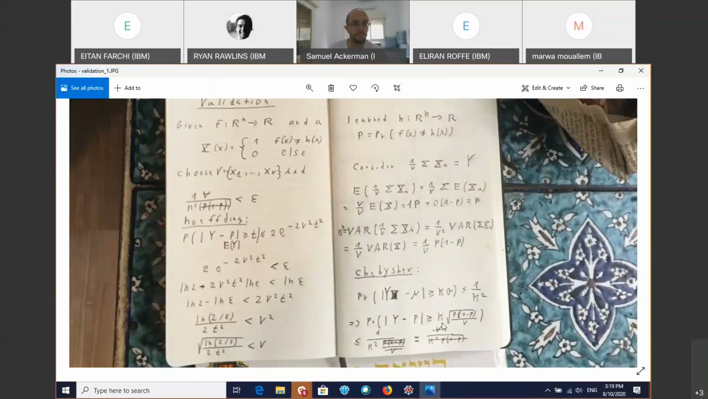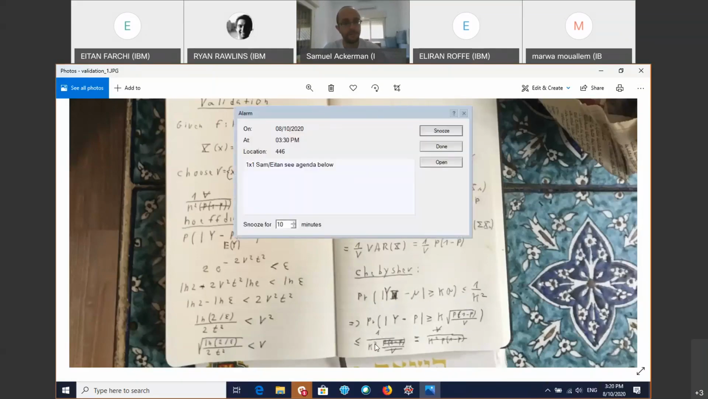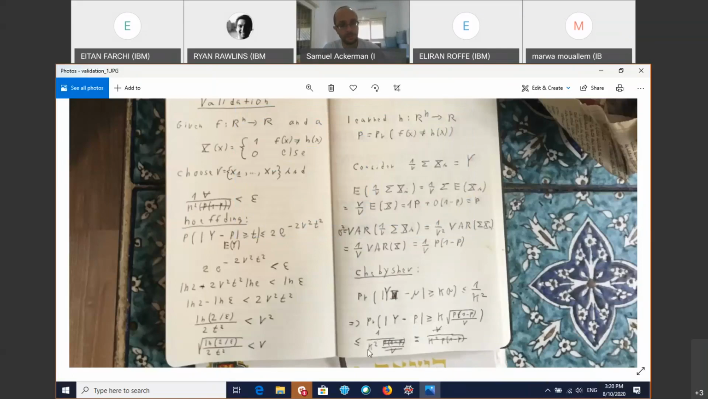So 1 over K squared, if you insert the standard error and take K to be 2, then what you get is something that is not dependent on V, but you get 1 over K squared. But what we really want is a bound that is dependent on V, so that we can solve for V and find how big the validation set should be. So the fact that this bound is not dependent on V is not good for us.